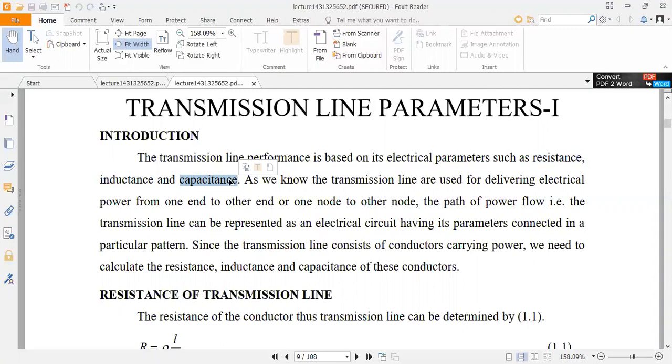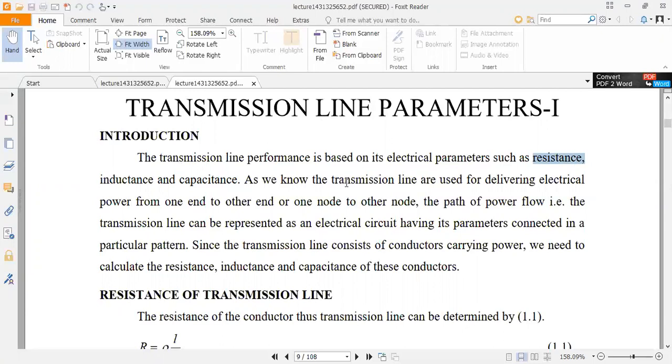Why are we studying these transmission line parameters? Because we are analyzing the transmission line performance. We check the performance of the transmission line, or you can say we check the efficiency of the transmission line. So for doing that, it is necessary to calculate these parameters, that is the resistance, inductance and capacitance.